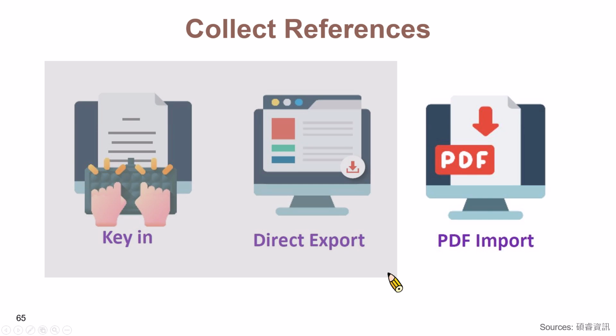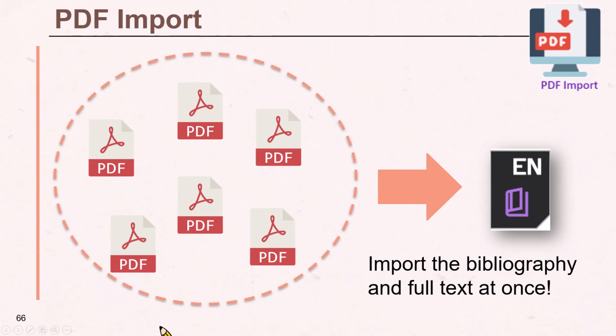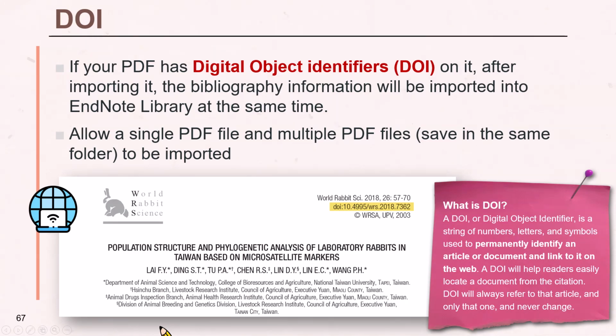Let's go back to the slides. The methods we introduced earlier involve collecting bibliography information first and then finding the full text. Now I will introduce a method that reverses the process, PDF import. If you have already downloaded many PDF before using EndNote, you can use this function to import the bibliography and full text at once. The method works under the condition that PDF has DOI embedded.